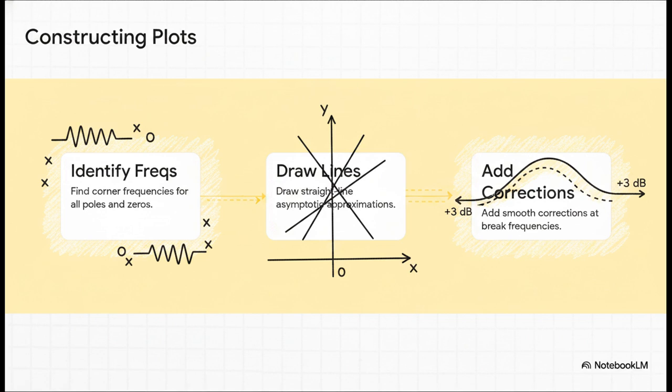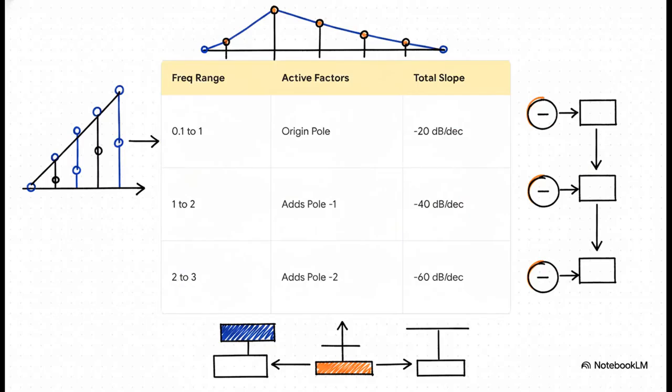First, identify the corner, or break frequencies for all your poles and zeros. Second, draw the straight-line asymptotic approximations for each factor. And third, add a slight, smooth correction, usually about 3 decibels, right at those break frequencies to get your actual real-world curve. Watch how these geometric slopes stack up as we sweep across the frequency spectrum.